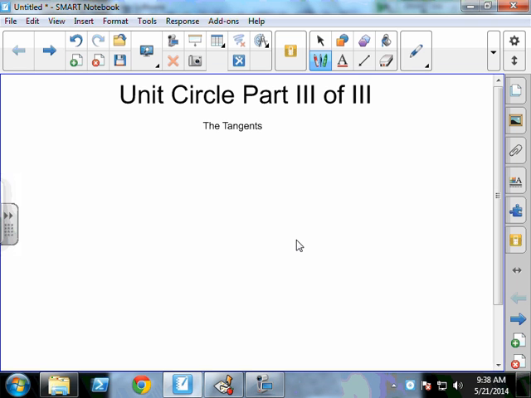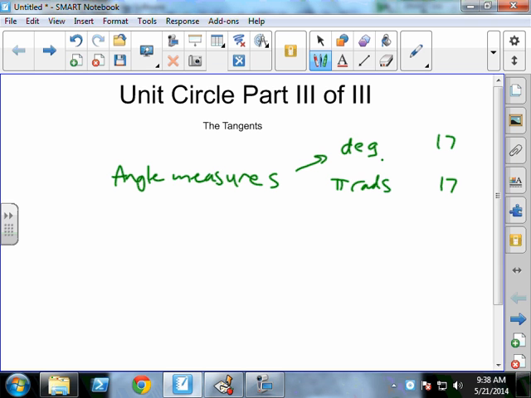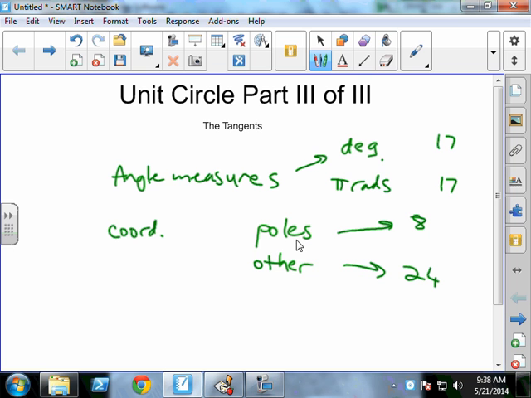Now, remember for the test, you want all the angle measures in degrees and in pi radians. So that's 17 points and 17 points. And then we want the coordinates at the poles, and that's 8 points. And we want the other coordinates, and that's 24 points. And that's what we did in that second installment. So if you keep a cumulative total, that's 34, that's 42.